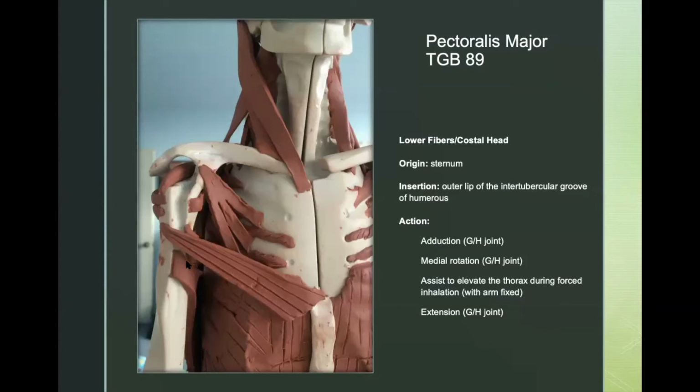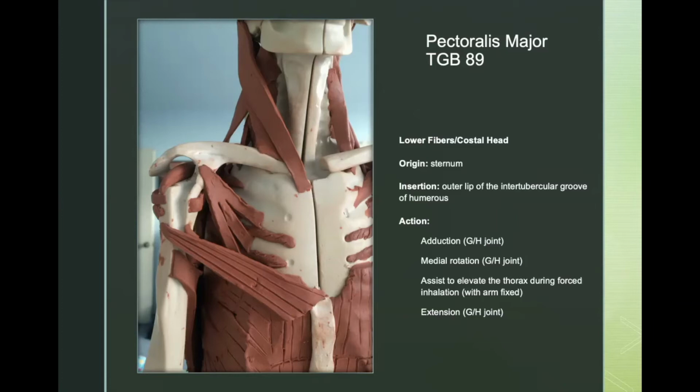It also medially rotates or internally rotates the shoulder joint. And it assists to elevate the thorax during forced inhalation if the arms are fixed. And this muscle also extends the shoulder joint.